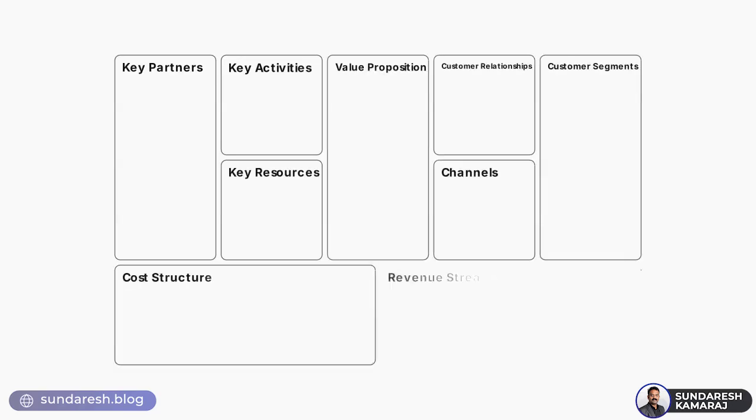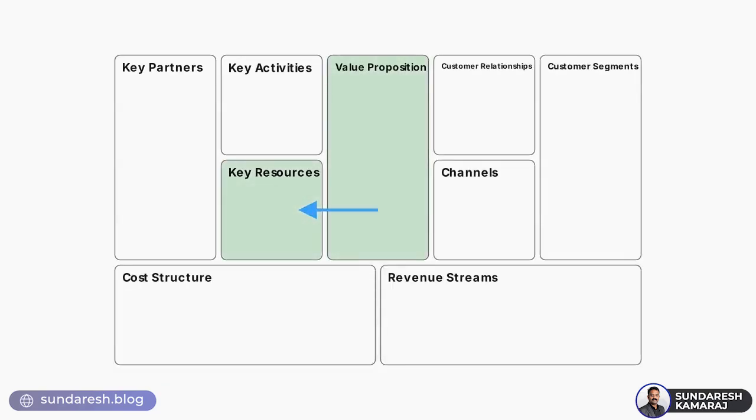Now, move to Step 7, key resources. Work backward from your value proposition to determine exactly which assets are essential to make that promise a reality. These assets generally fall into 4 categories: physical machinery, specialized human expertise, intellectual property like patents, or financial credit lines.